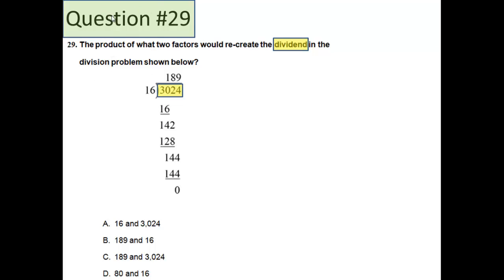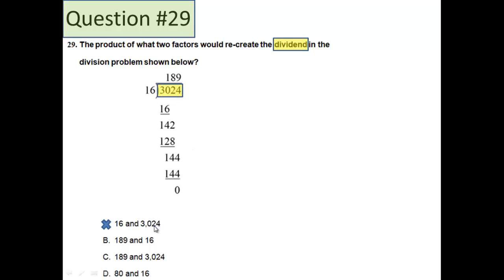So if I multiply, what 2 factors or what 2 numbers could I multiply to get this? That's what the question's saying. What 2 numbers can I multiply to get 3,024? Now let me look at my answer choices. What about 16 and 3,024? If I multiply them together, am I going to get 3,024? No way.